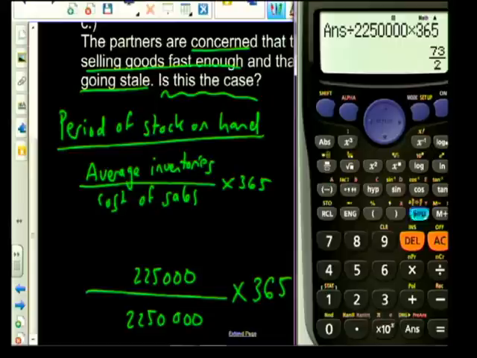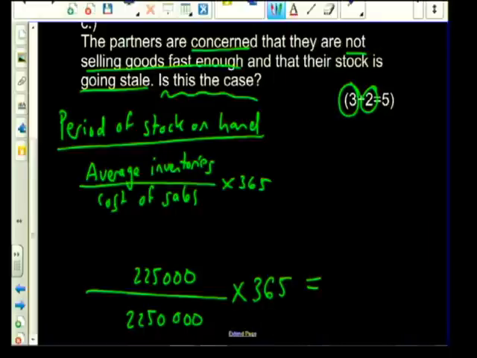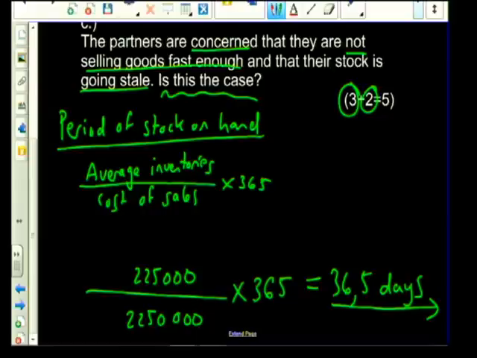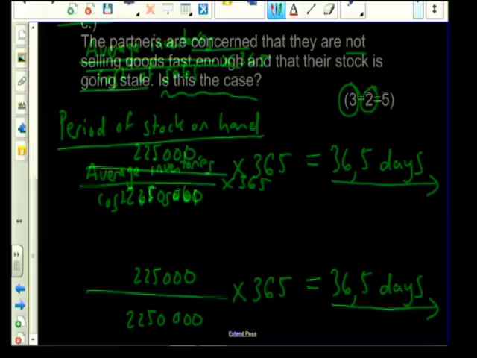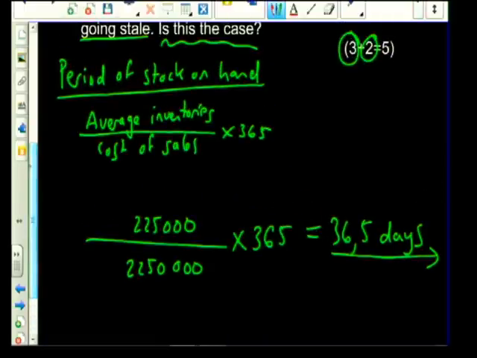Take 73 over 2, convert it to a decimal. I get 36,5 days, which is the answer to my question. Let's write it in here. 36,5. Remember to express this in days. So what have we actually calculated here? We've calculated the period of stock on hand, and the period of stock on hand tells us that on average, this business, Pick n Spar, sells out its product every 36.5 days. So it means that on average, an item of stock is on the shelves for 36.5 days.